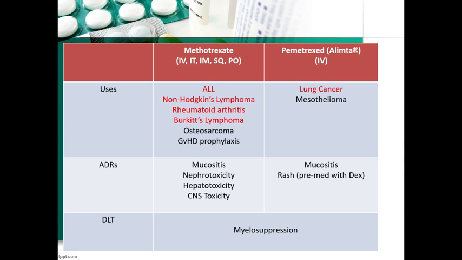Okay. Now the complications, these specific ones, we'll talk more about in the next video, but mucositis, nephrotoxicity, hepatotoxicity, and CNS toxicity are all very common, or notable toxicities with methotrexate. And then dose-limiting toxicity is myelosuppression. Pemetrexed's similar, and we'll talk about the rash in a few minutes.